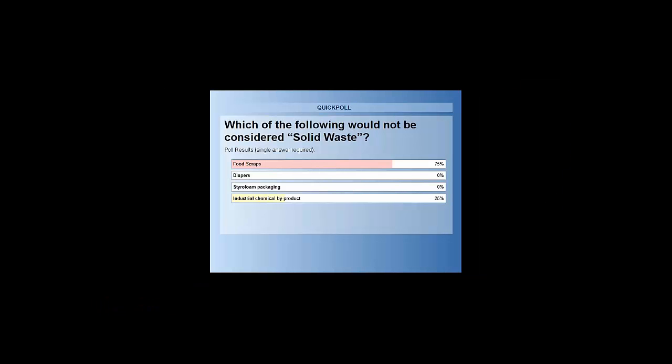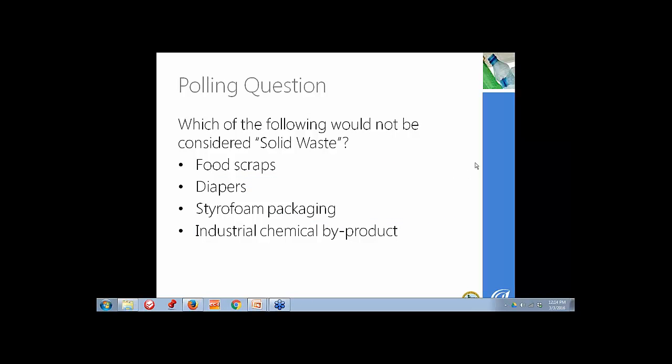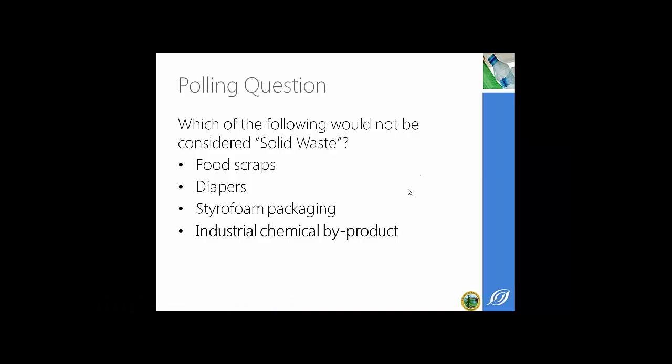So 75% said food scraps and 25% said industrial chemical byproducts. So food waste actually is considered solid waste. Any of the stuff that we would normally throw in our trash can, food, diapers, styrofoam, all of that is considered solid waste. Industrial chemical byproduct is handled through other processes. All right, so we're going to go through a bit more kind of quickly here.